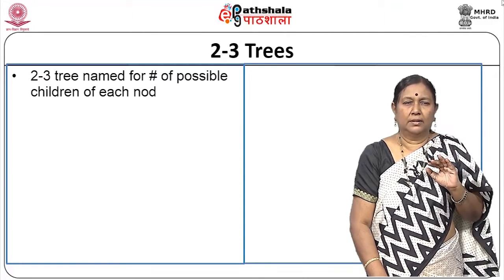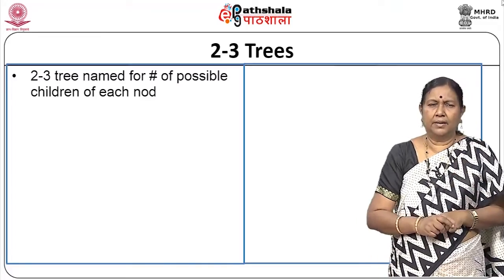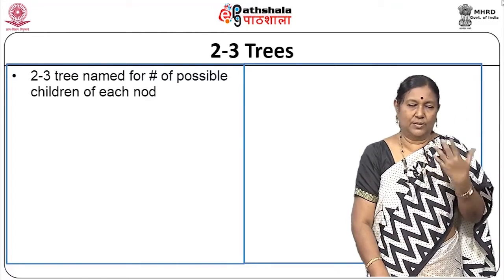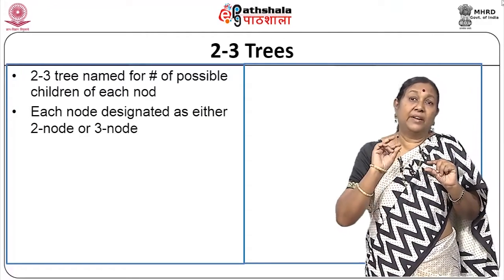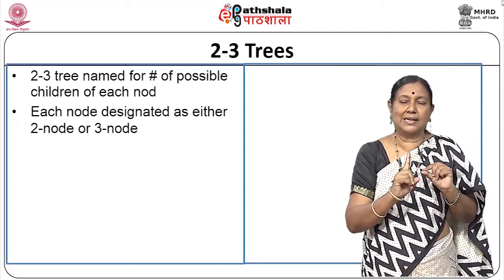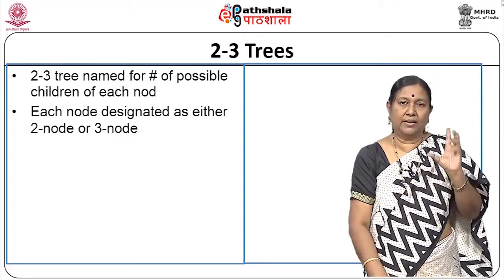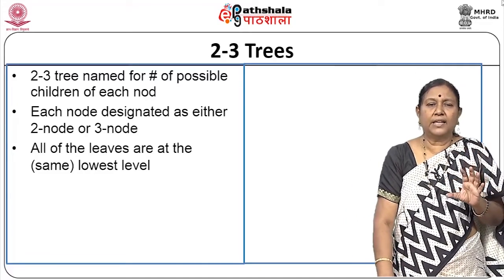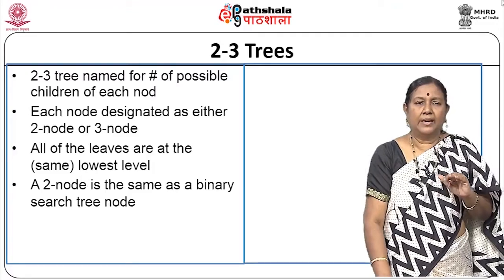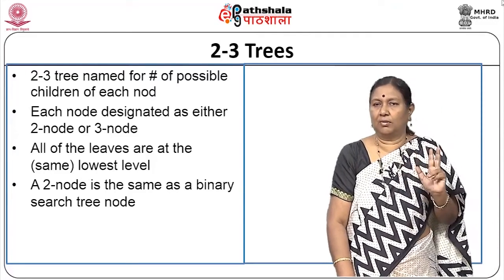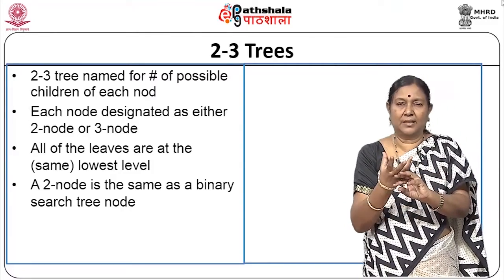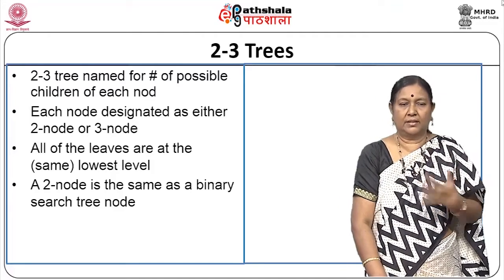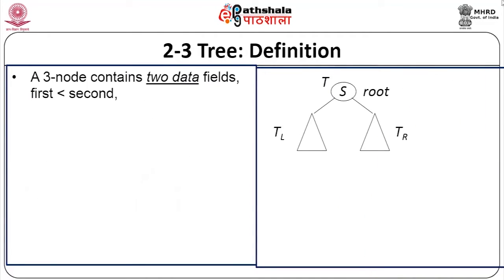Now, let us look at a 2-3 tree, named for the number of possible children each node can hold, that is why the name 2-3 tree. Each node is designated as either a 2 node or a 3 node. You can have 2 types of node. All the leaves are at the same lowest level, and a 2 node is the same as a binary search tree node, no difference. Remember what is a binary search tree node? You have a node, the left subtree will have values lesser than the root, and the right subtree will have all values greater than the root. So, this is an example of a 2 node.